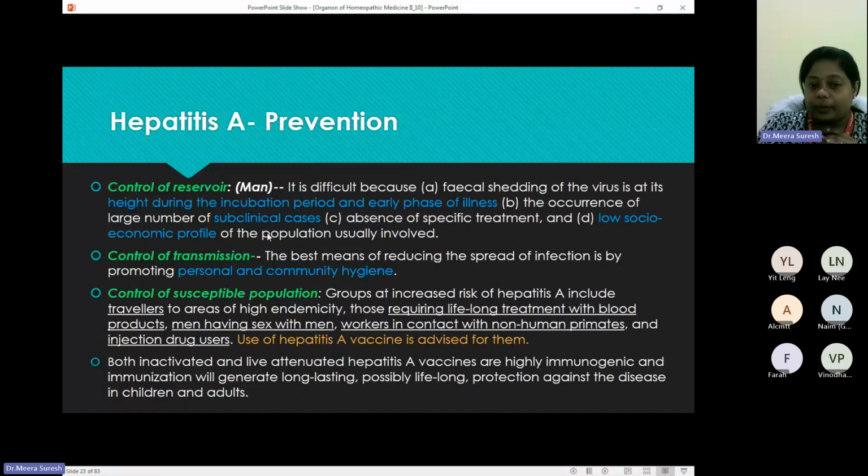There is also the occurrence of a large number of subclinical cases, so most of the patients may not have any symptoms. Add to that the absence of any specific treatment and the low socio-economic profile of the population usually involved.